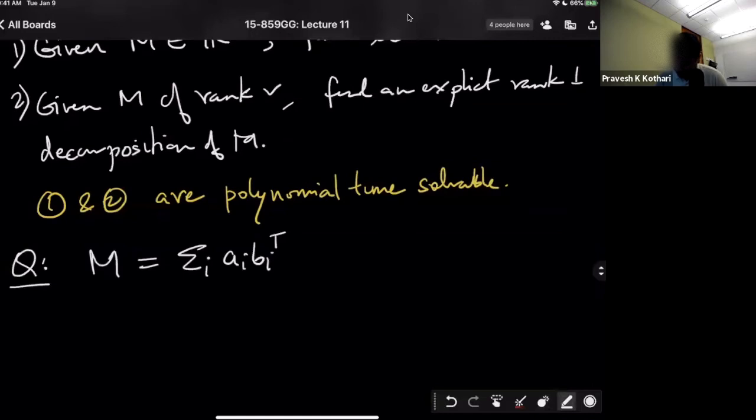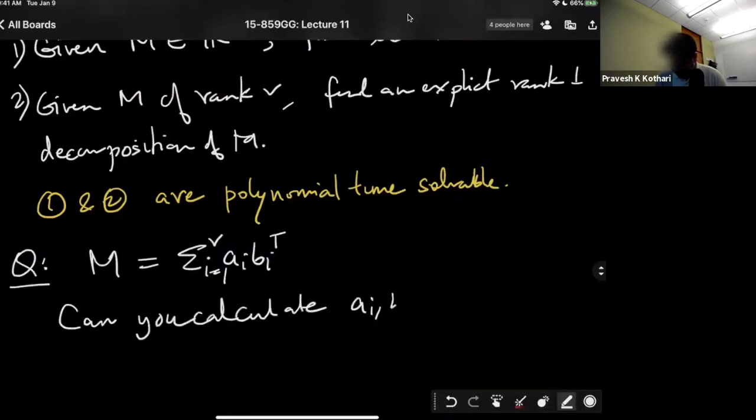AIs and BIs in D dimensions, R of them, or R pairs of them, such that M equals the sum of the outer products of AI and BI. Okay? Can you calculate AIs and BIs? Who can spot the trick in my question and who can answer it?